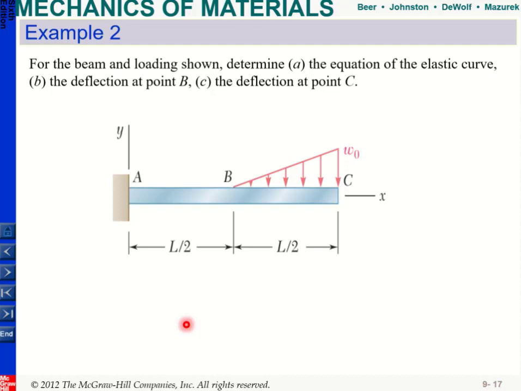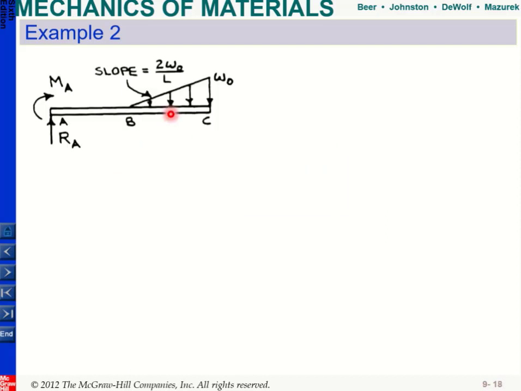So let's have another example, and this time let's have a distributed load. Okay, and what we want to do is, we have this beam. I want to get the equation of the elastic curve, the deflection at point B, and the deflection at point C. Okay, so in this kind of question, first we need to be able to write the equation for this W. Okay, and also I will draw the free body diagram. So first we draw our free body diagram.